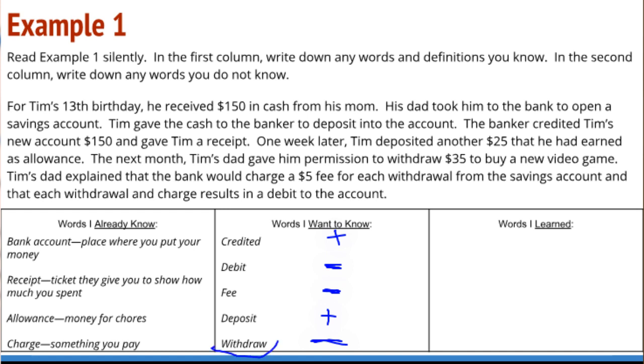For example, when you withdraw, that's a negative for your bank account, but that's a positive for the money in your pocket. When you deposit money, that's a positive for your bank account, but that is a negative for the money that you have in your pocket. So it's really important to think about what is actually being described in each of these situations.